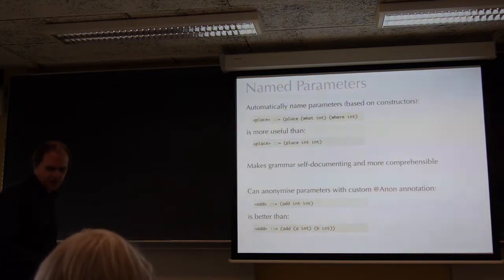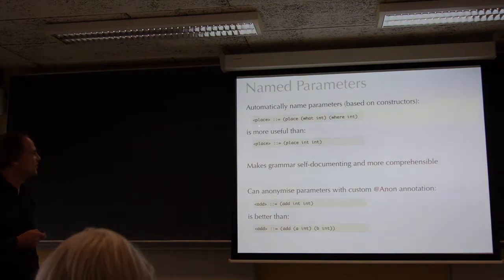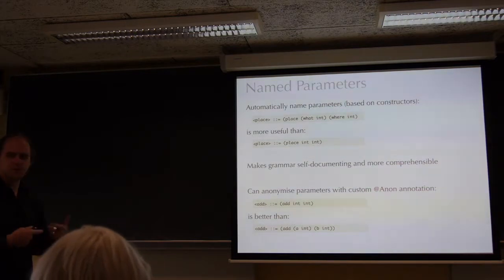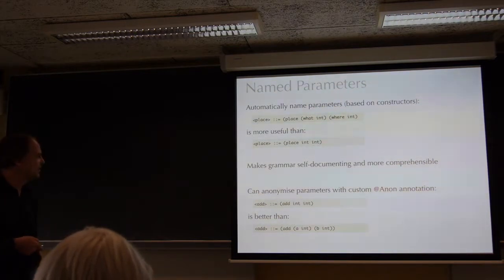And it's also useful to name the parameters. So for this rule, if we just had two ints, that wouldn't be very descriptive. So instead, the grammar keeps the parameter names from the code. So this makes the grammar self-documenting to some degree and much easier to read and comprehend. On the other hand, there are some functions that we don't need the names for. So again, we can introduce a custom annotation to remove the names for these parameters.